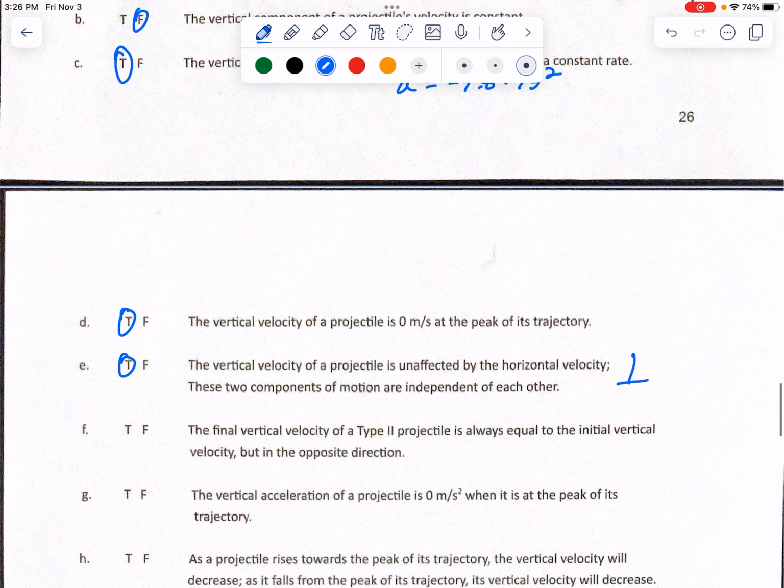F, the final vertical velocity of a type 2 projectile is always equal to the initial vertical velocity, but in the opposite direction. That is actually true. That means if I launch something up at 5 meters per second, when it comes back down and hits the same spot I launched it from, it's going to be the same velocity, but just negative. So it'll be negative 5 meters per second.